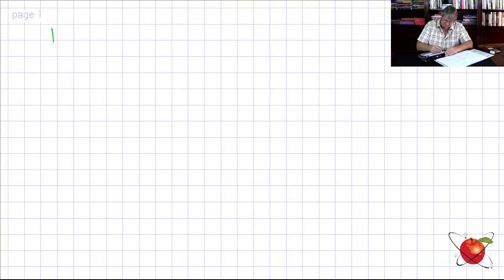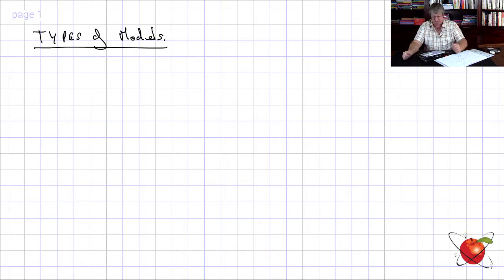However, let's just see what types of mathematical modeling problems we are going to do. Let's have a look here. What types of problems do we have? Types of, I'm going to call them types of models. And yes, I know you get hand models, foot models, whatever models, but these are mathematical models.